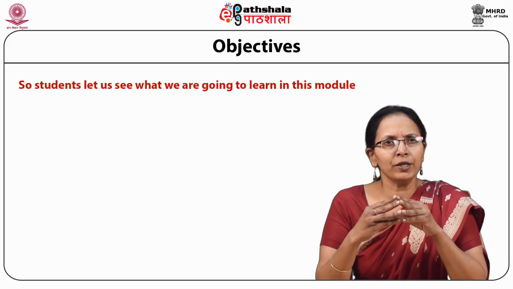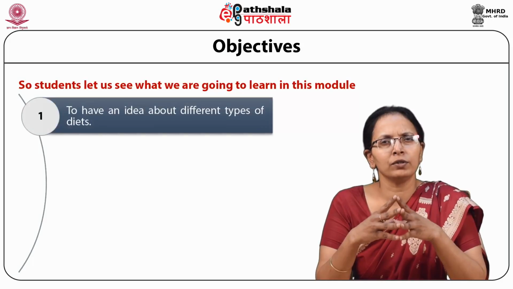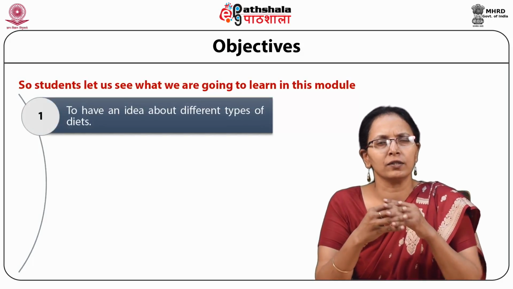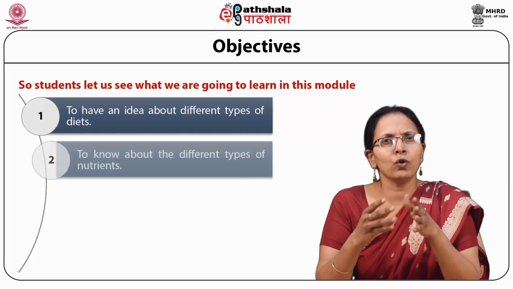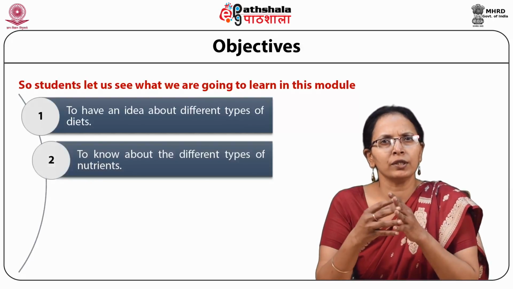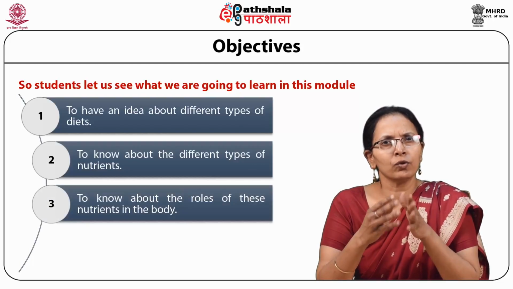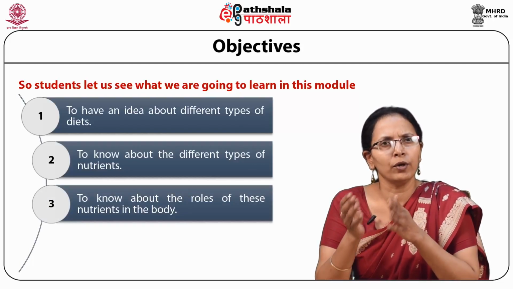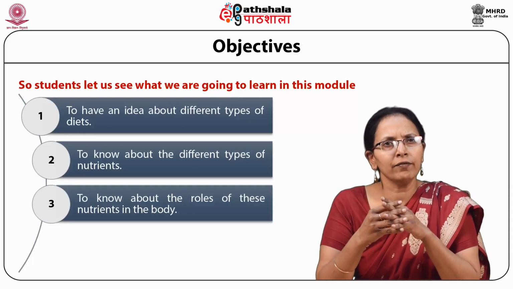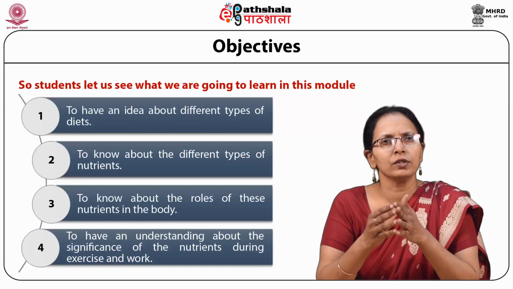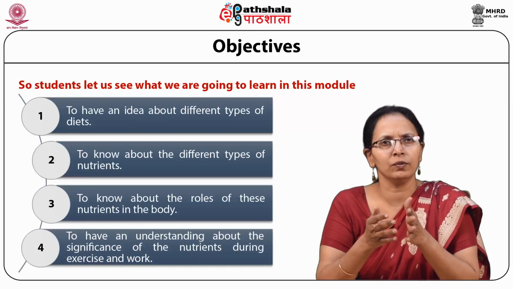The four major objectives of this module are to have an idea about the different types of food or different types of diets. Next is to know about the different types of nutrients in our diet. Then to know about the roles of these nutrients in the body. And then we have to have an understanding about the significance of the nutrients during exercise and work.